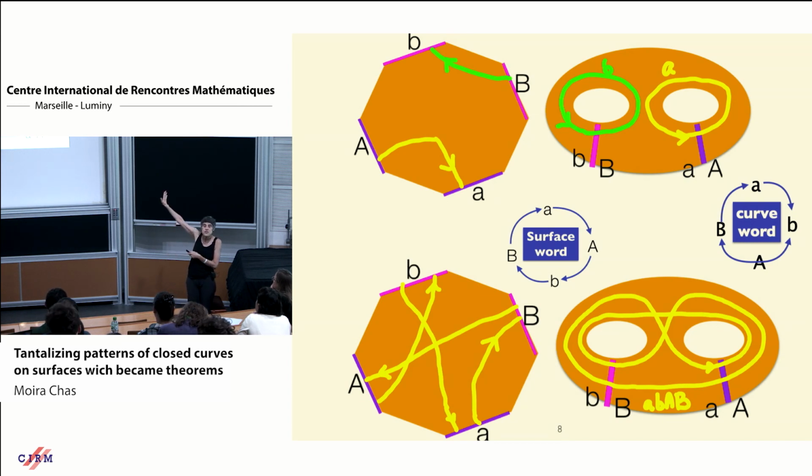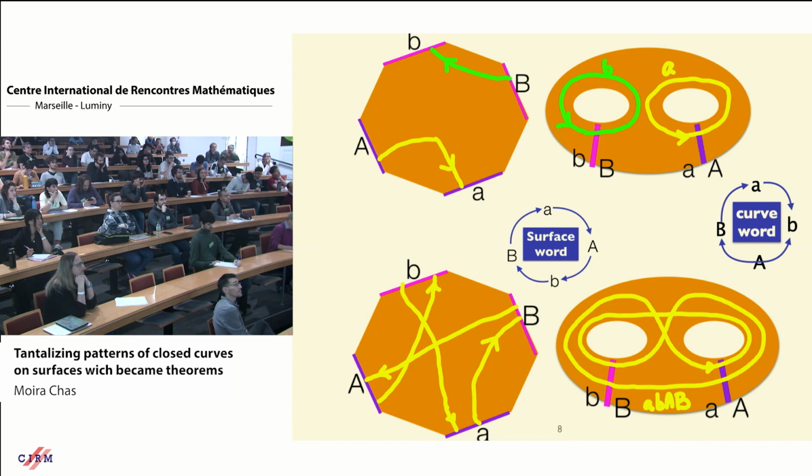This curve word depends on the surface I chose first. So let's fix those, and if I ask you for a definition of a surface word, you can probably tell me it contains a certain number of letters. Since I have to glue pairs of edges, if it contains a lowercase letter, it contains an uppercase of the same letter, and vice versa, and so on.